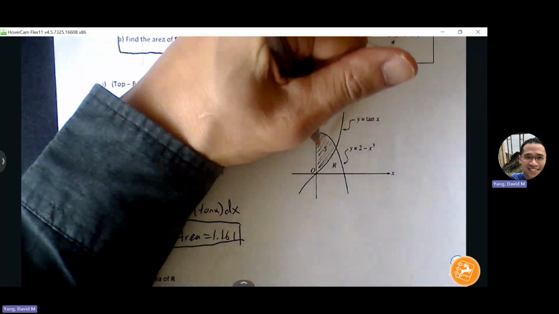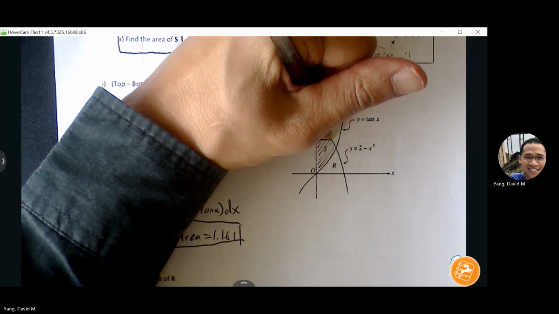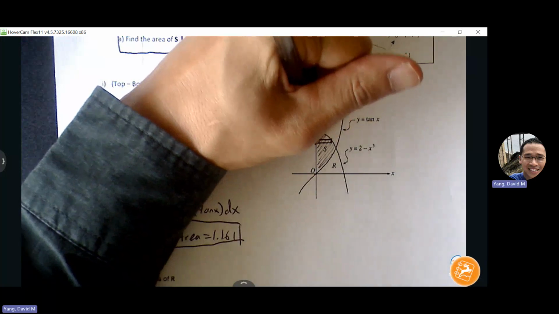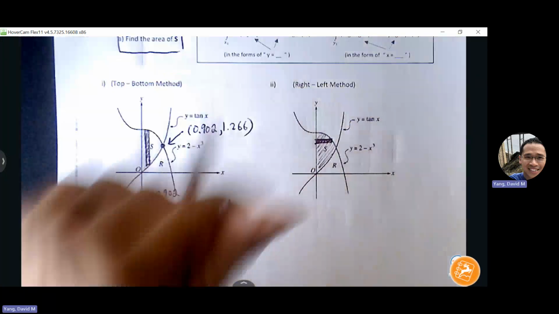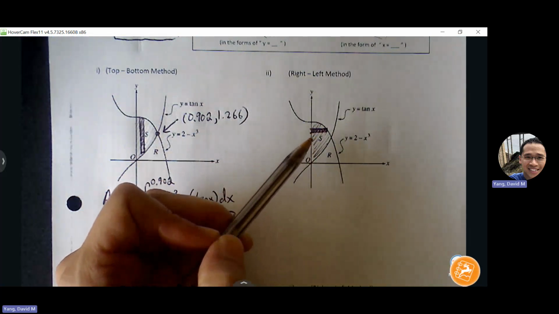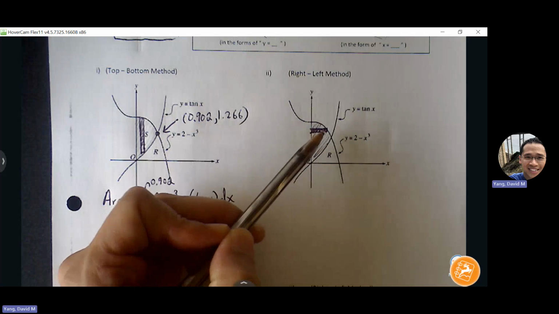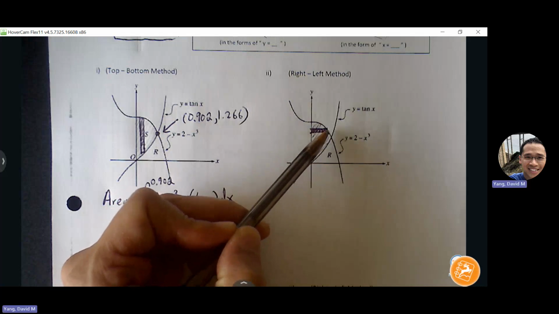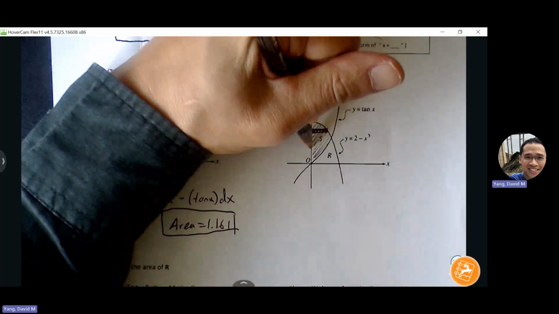So if I want to do right minus left, what do you notice here? Can I draw one horizontal rectangle and slide that up and down and let the left and right hit all the same points? Not quite right. There's an upper region, but once I get to this intersection, then my right endpoint is going to switch.